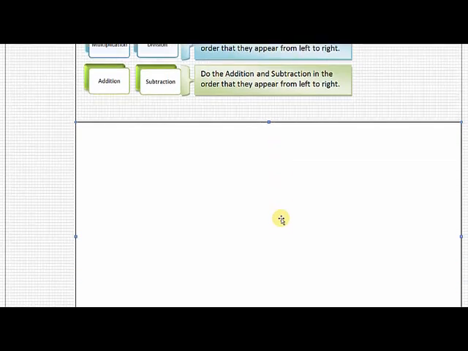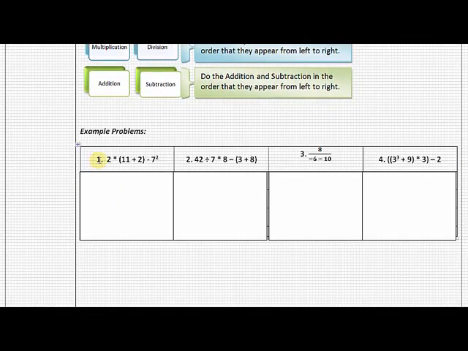Alright, let's take a look. Alright, so in our first problem, we have here 2 times the quantity 11 plus 2, subtract 7 squared. So following our order of operations, we're looking for anything that is grouped. Parentheses, this is a classic move here. Parentheses, grouping this 11 plus 2, so that tells us that is the first thing we need to do to start to simplify this problem.